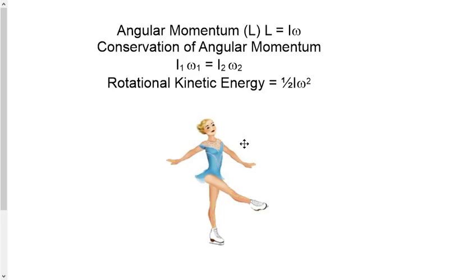And in a little bit, she's going to pull her arms and legs in real tight to her body, and she's going to spin much faster. So why does that work? Well, it's actually a conservation of angular momentum idea. But let's at least take a look at our definitions.